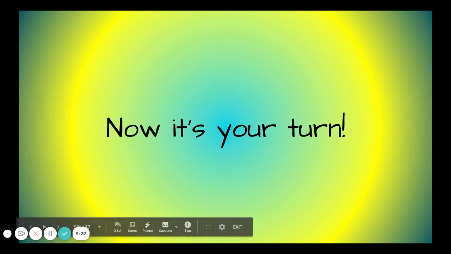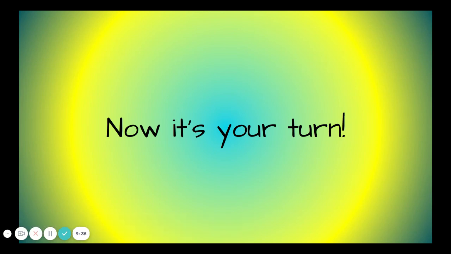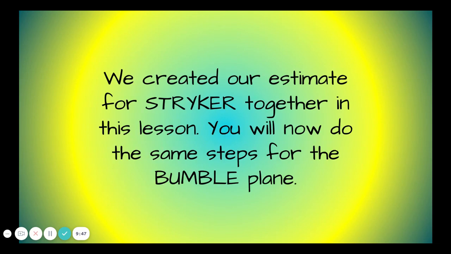You know how to do all of this math. You are simply doing a quick estimate, and then you're rounding to come up with another estimate. We're not adding the actual numbers together yet, okay? So for this lesson, we created our estimate for Stryker together. But now as your individual task, you're going to do the same steps for the bumble plane. You can do it for your own planes as well, but in case you've misplaced your chart, you can use my bumble plane.